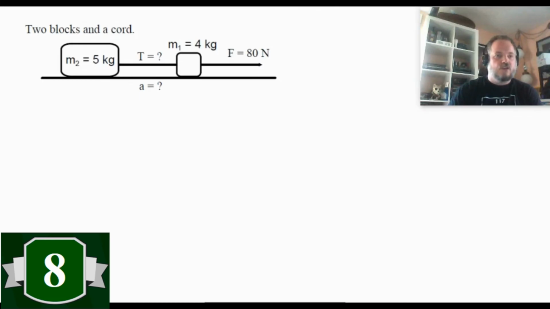We have two blocks. They are attached together with a cord right here with an unknown tension, and they're being pulled with a force of 80 newtons. There's a specific thing I want you to get out of this particular problem, all right?